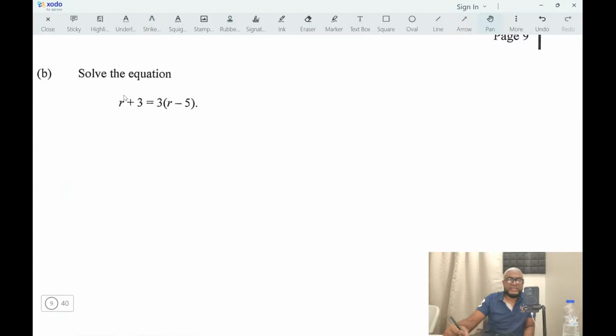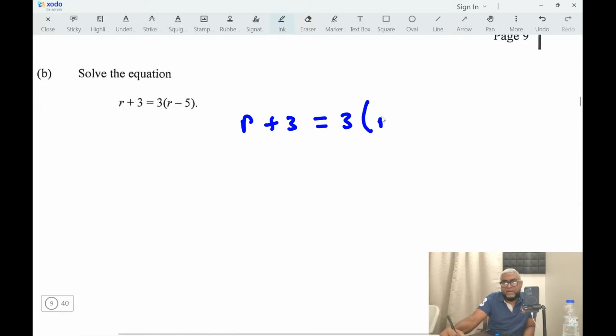Right, so we have an equation here that we're going to solve. This equation is r plus 3 is equal to 3 by r minus 5. So what I'm going to do here is get rid of these brackets first. That's what I want to do first. So I'm going to multiply 3 by r, and I'm going to multiply 3 by negative 5. I'm going to put it in red here.